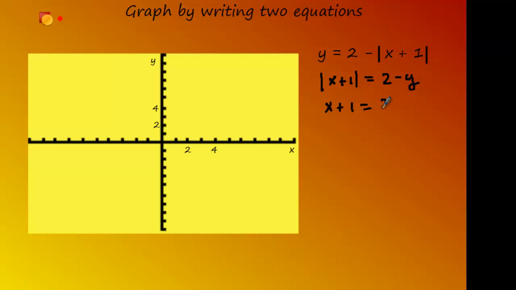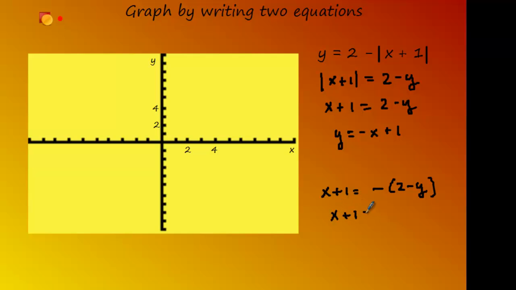X plus 1 is equal to 2 minus y. And then my second equation is x plus 1 is equal to the opposite of 2 minus y. And then I'll solve these for y. So y needs to be positive, so I'm going to move that over to here to make it positive. I'm going to move the x over here, and I'm going to subtract 1 over here. So there's my first equation.